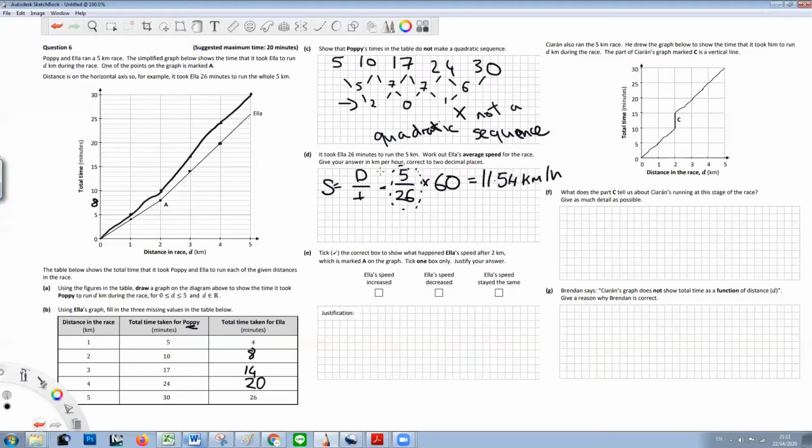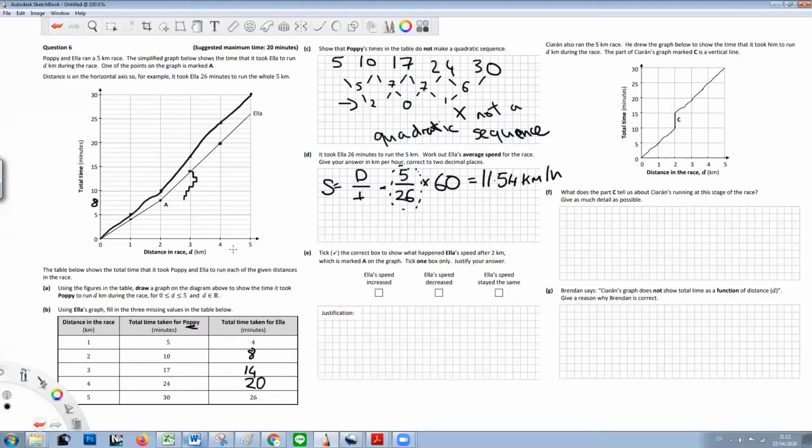So again, it's basically just an equation. Speed is equal to distance over time. You then find it for 1 minute and you multiply it for 60 minutes. Take the correct box to show what happened to Ella's time after 2 kilometers. So after 2 kilometers, she ran the first kilometer in 4 minutes. She ran the second kilometer in 4 minutes. And she ran the third kilometer in 1, 2, 3, 4, 5, 6.